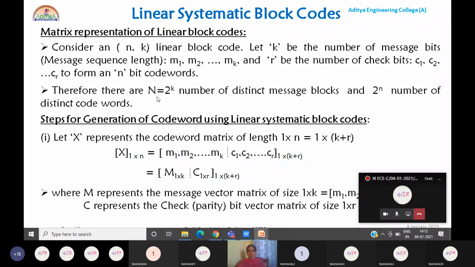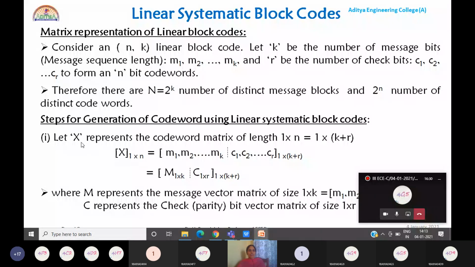Therefore, there are 2 power k distinct message sequences. For example, if k is 4, then you will have 2 power 4 message combinations, ranging from 0000 to 1111. And there are 2 power n distinct code words, because the code word length is n, where n is equal to k plus r. So how many distinct code word combinations are available? 2 power n. Now let us move on to the various steps for generation of a code word.